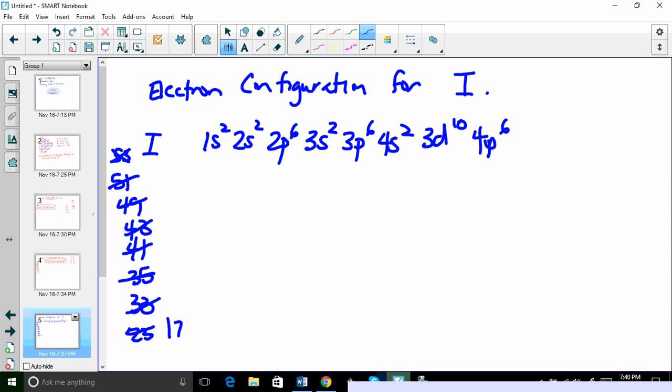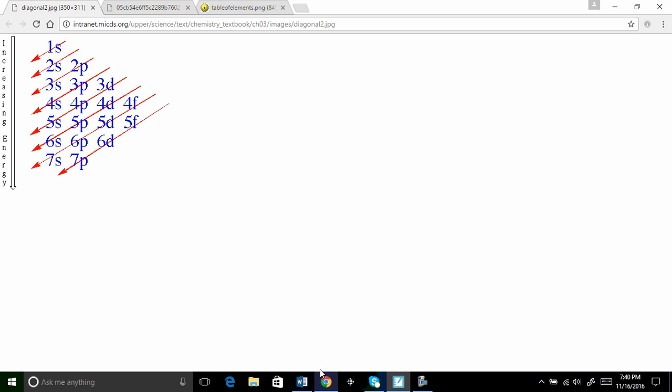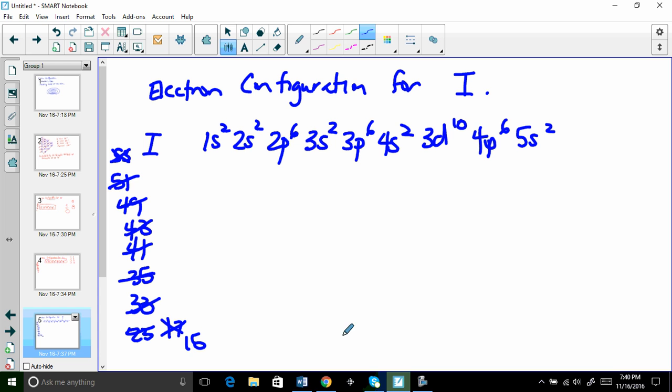What fills after 4p is 5s. S orbitals hold a maximum of 2. 17 minus 2 is 15. Okay, now back to this. It's hard to go back and forth. You won't have to. Okay, I forgot where I was. What filled is 5s, so now I've got to see what fills after 5s.